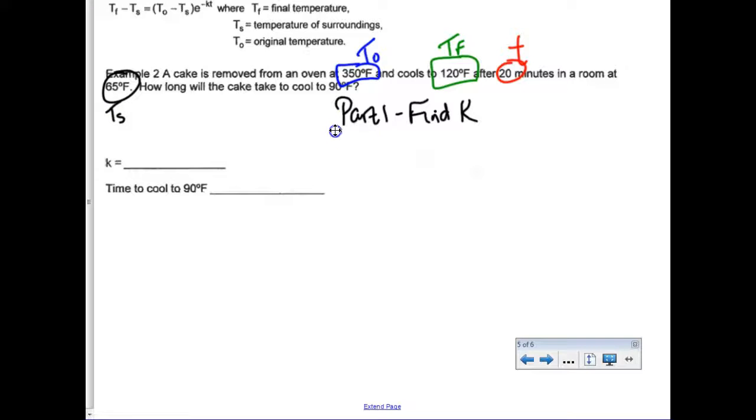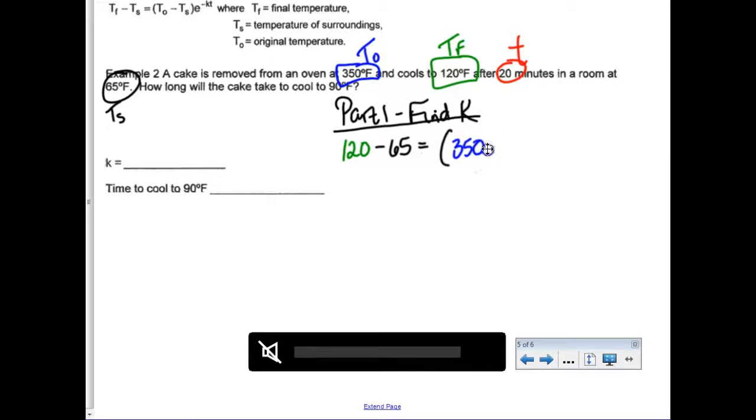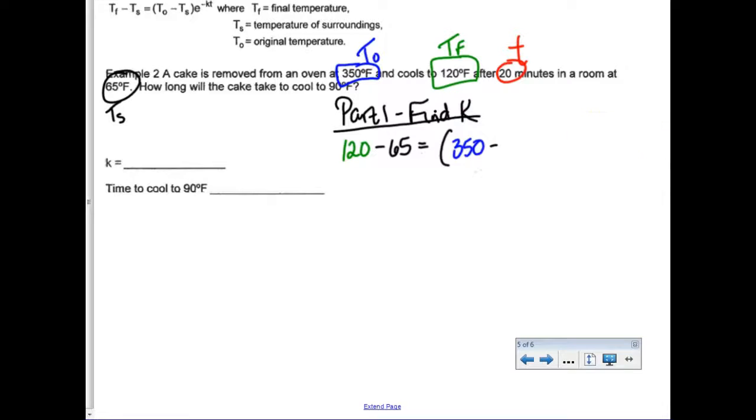All right, here we go. So 120 minus 65 equals, make sure this next part's a quantity, 350 minus 65. And then e to the negative 20 times k power, because it'd be negative k times t. I just rearranged it a little bit.